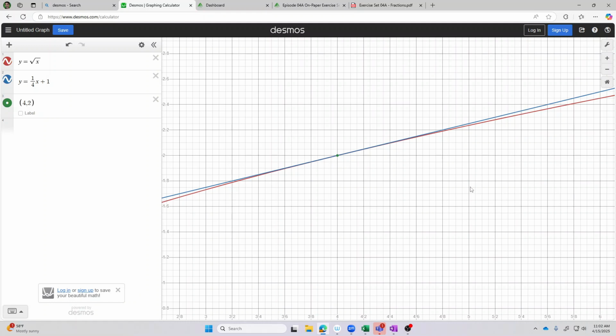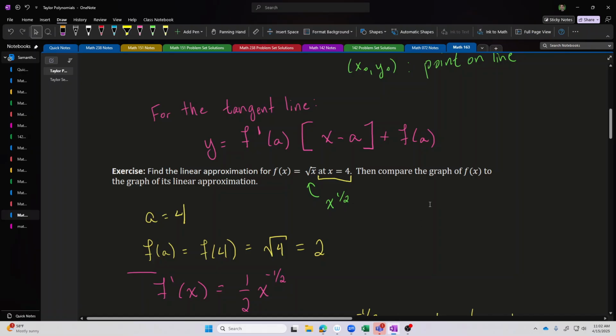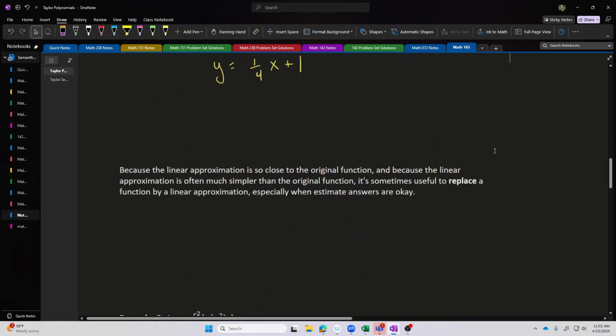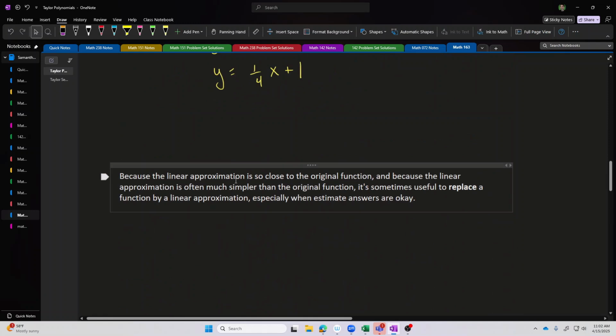And that is the real advantage of the linear approximation. The linear approximation is typically a very simple function. Linear equations are very simple, very easy to work with. The linear approximation is a very simple function that is very close to the original function. So the linear approximation can often be used in place of the original function to increase the simplicity of your calculations while introducing just a very small amount of error into the calculation. And so I've summarized that here.